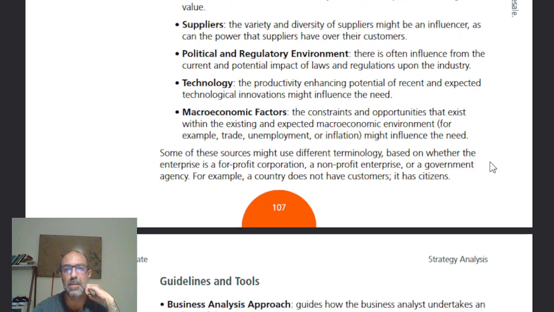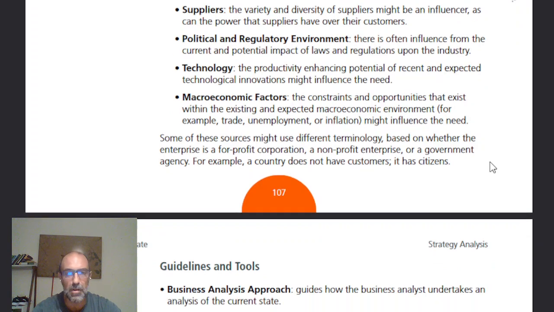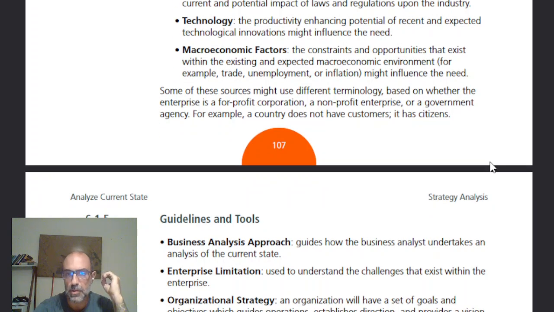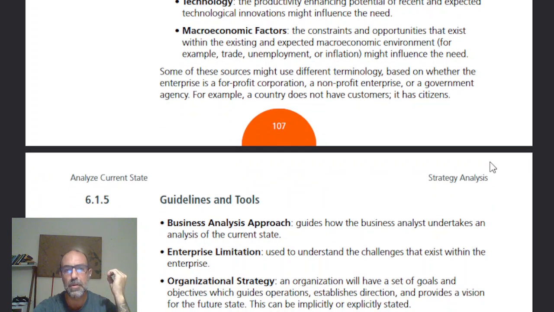Technology. The productivity-enhancing potential of recent and expected technological innovations might influence the need, naturally. Macroeconomic factors. The constraints and opportunities that exist within the existing and unexpected macroeconomic environment. Macroeconomic is on a much bigger scale. For example, trade, unemployment, or inflation might influence the need, right? Some of these sources might use different terminology based on whether an enterprise is a for-profit corporation, a non-profit enterprise, or a government agency. For example, a country does not have customers, it has citizens.